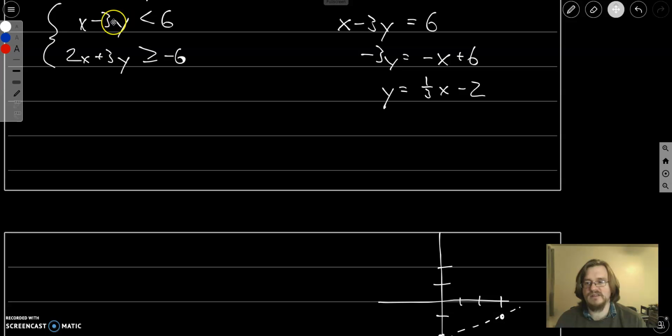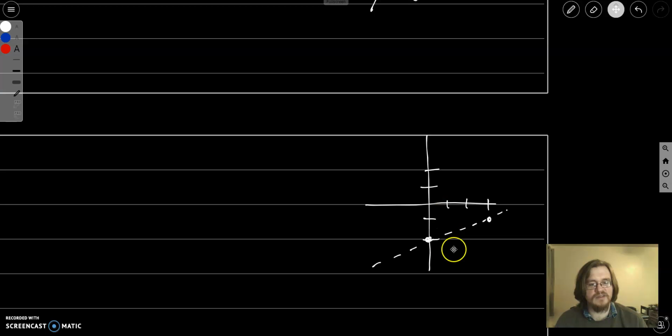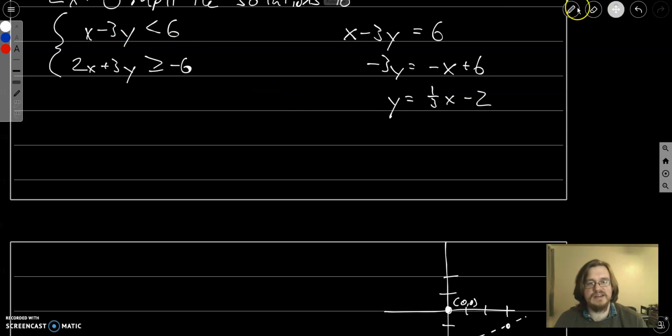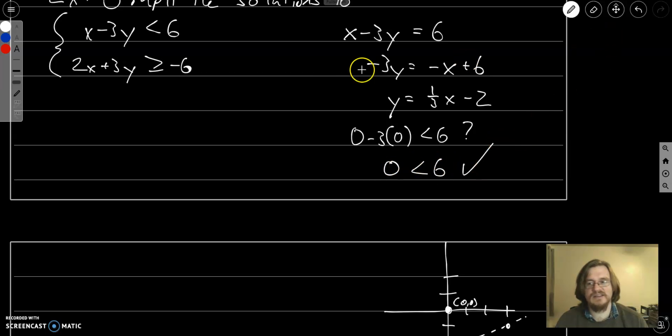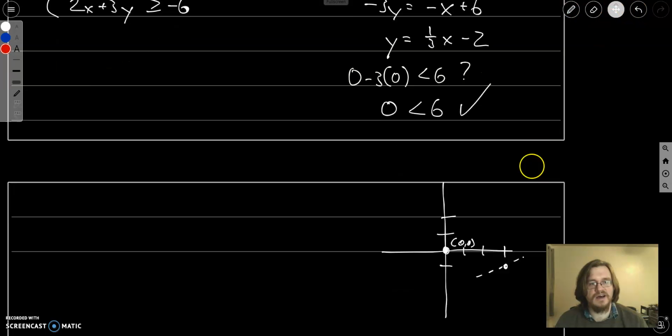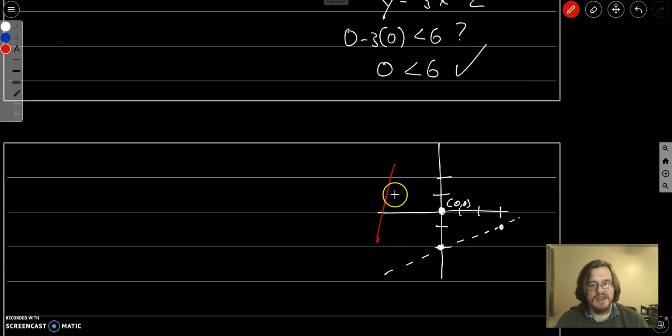So for x minus 3y is less than 6, let's choose a point on one side or the other. A nice point I like is right here, so that's 0, 0, and that is clearly on the upper half, not on the lower half. So let's plug that in and see if this works. 0 minus 3 times 0 is less than 6, maybe. 0 minus 0, well, that's just 0, and 0 is certainly less than 6. So we are going to graph the top half.